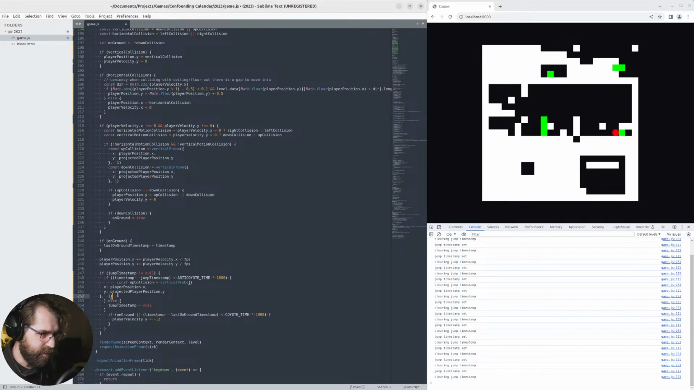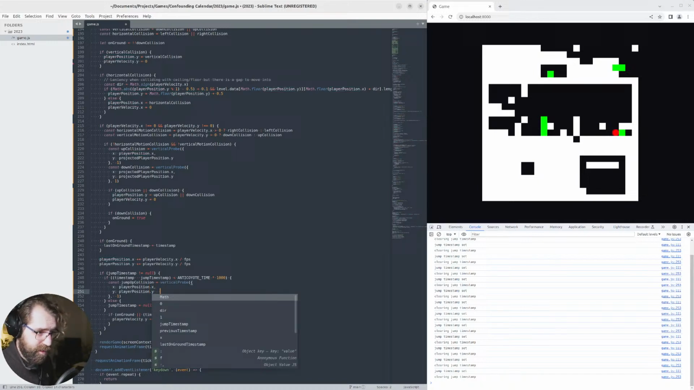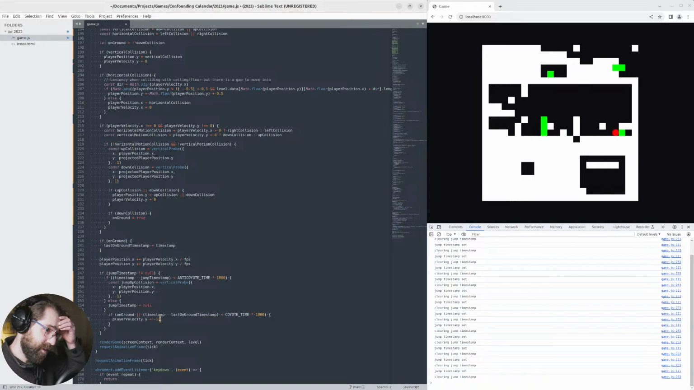So what I'm going to do is an up collision here. I'm going to call it a jump collision. So if I were jumping, would I collide with the ceiling? Jump, ceiling, jump, up collision. So -1, and so this is going to be player position Y minus this per frame.